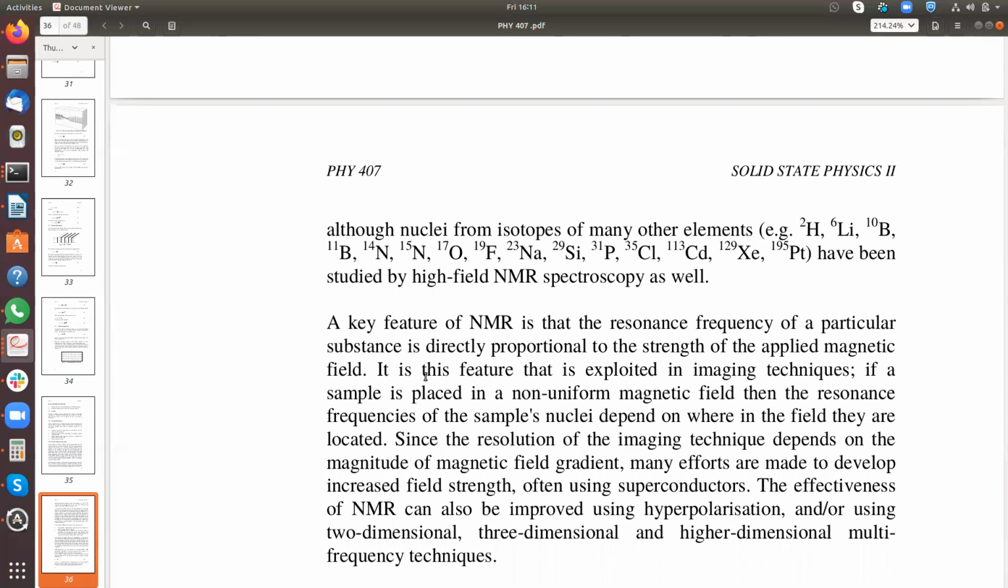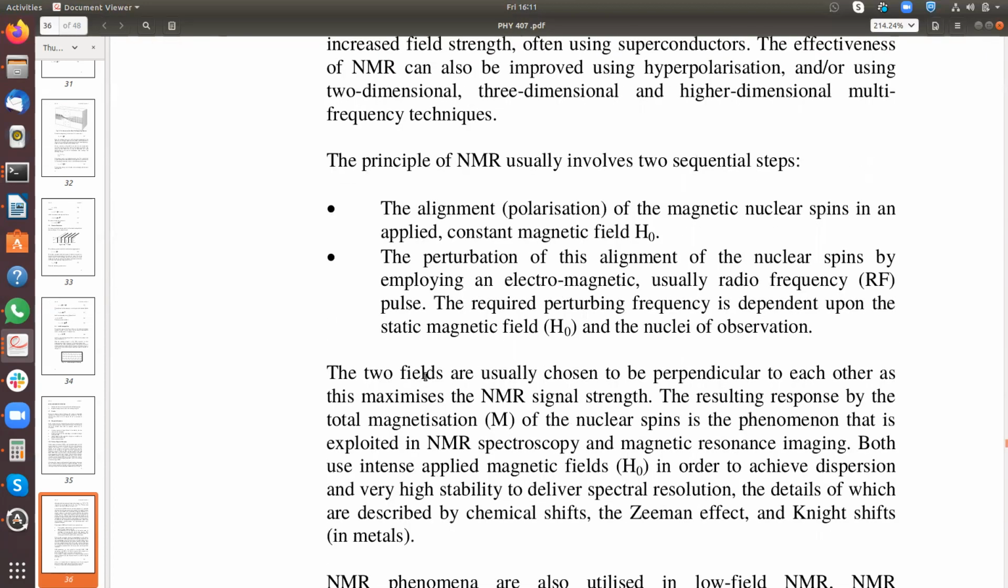Since the resolution of the imaging technique depends on the magnitude of the magnetic field gradient, many efforts are made to develop increased field strength, often using superconductors. The effectiveness of NMR can also be improved using hyperpolarization or using two-dimensional, three-dimensional, or higher dimensional multi-frequency techniques.